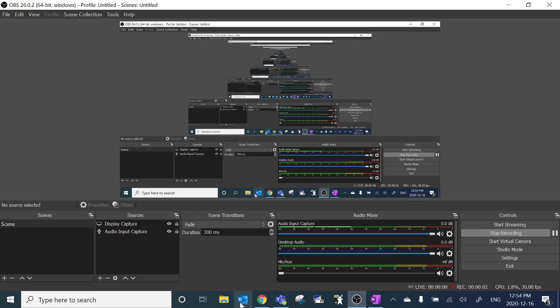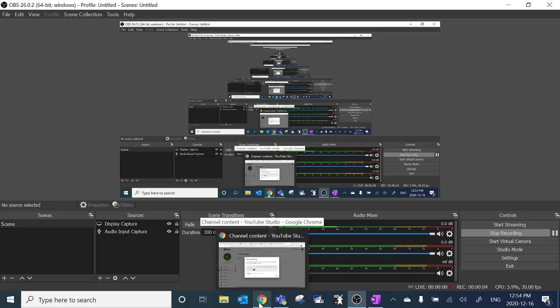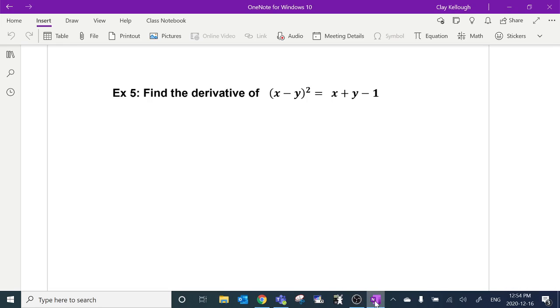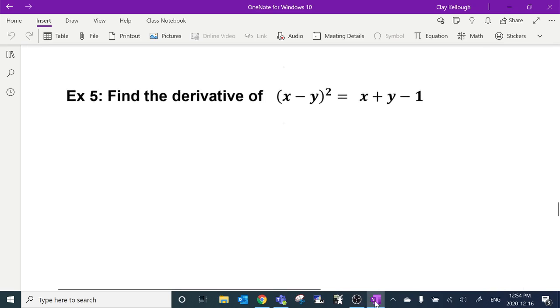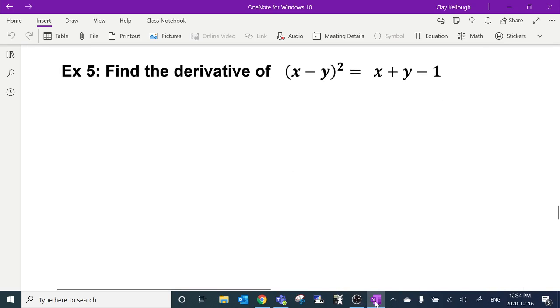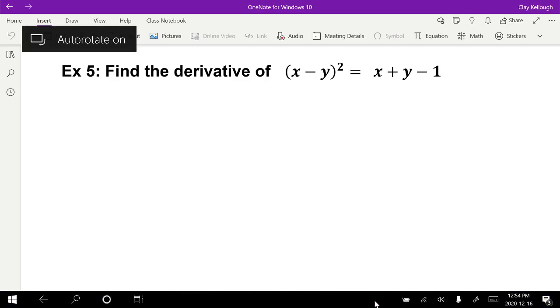Hey everybody, this is the video for the lesson from our Intro Calcs class this morning. That's Wednesday, December the 16th. And we are in implicit differentiation, and this is example 5. Examples 1 to 4 happened in the previous lesson. And we're using implicit differentiation to find the derivative of this equation.